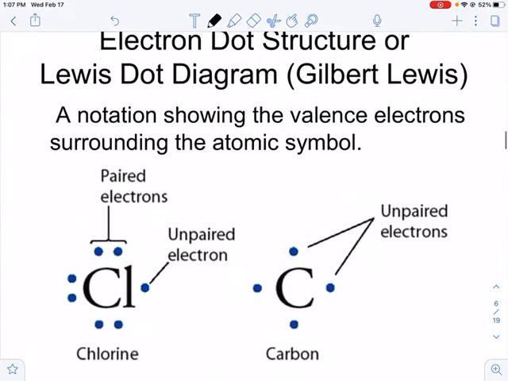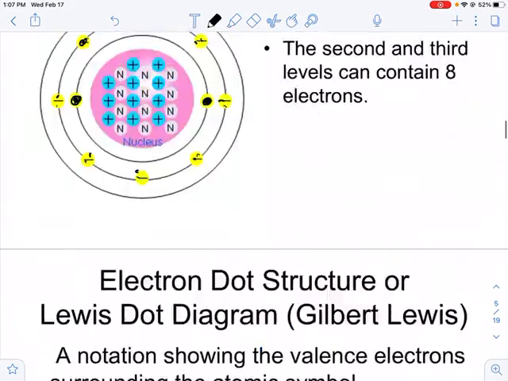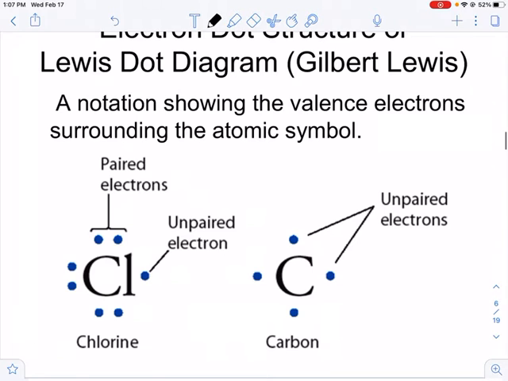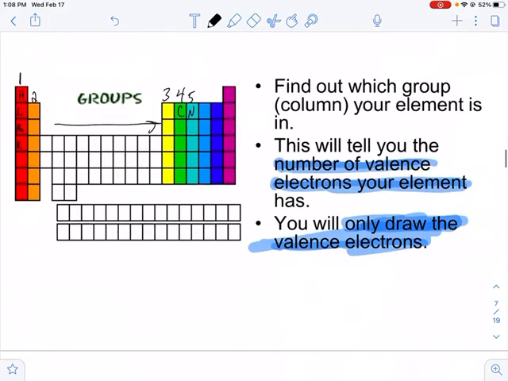All right, but basically when you draw a dot structure, instead of having to redraw the entire element, all you do is write the atomic symbol, and then you write down just the valence electrons that it has. So it's pretty simple. If I look at all the elements in group 1, so hydrogen, lithium, sodium, potassium, rubidium, I could keep going. As I go down the periodic table, they all have just 1 electron in their outer shell.